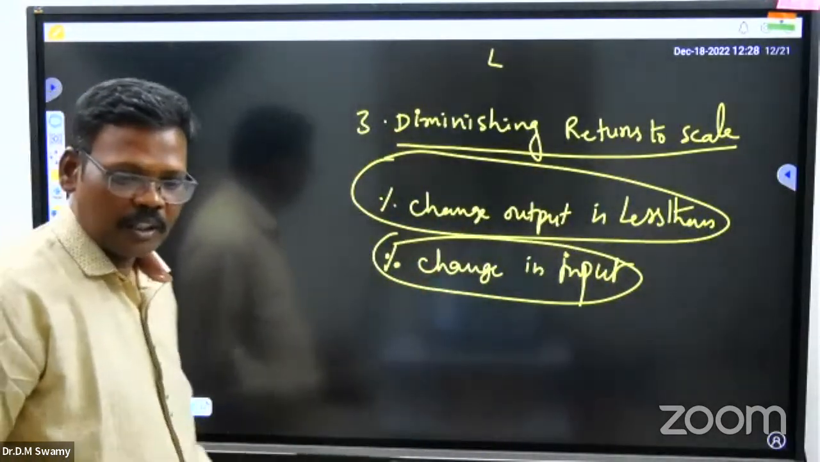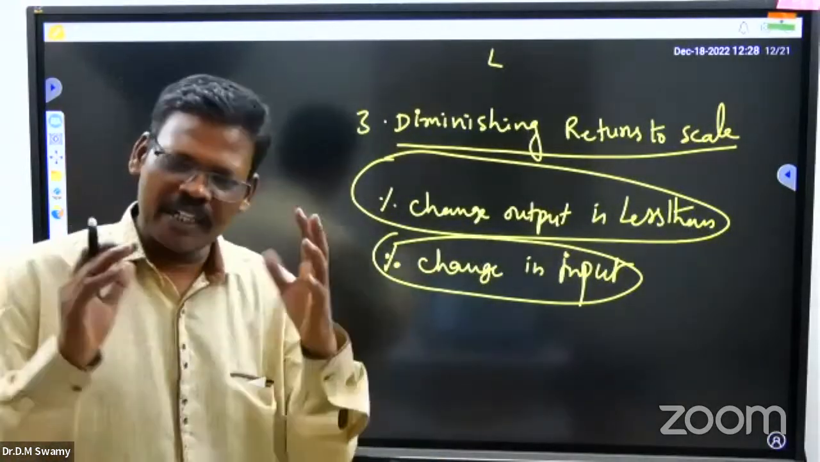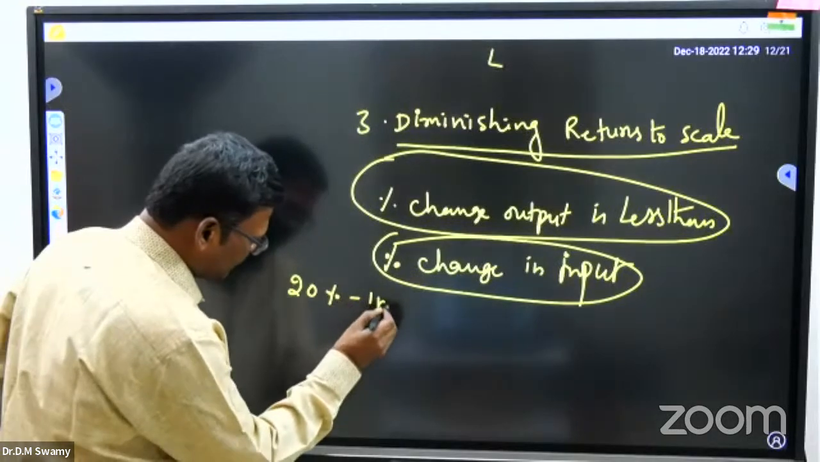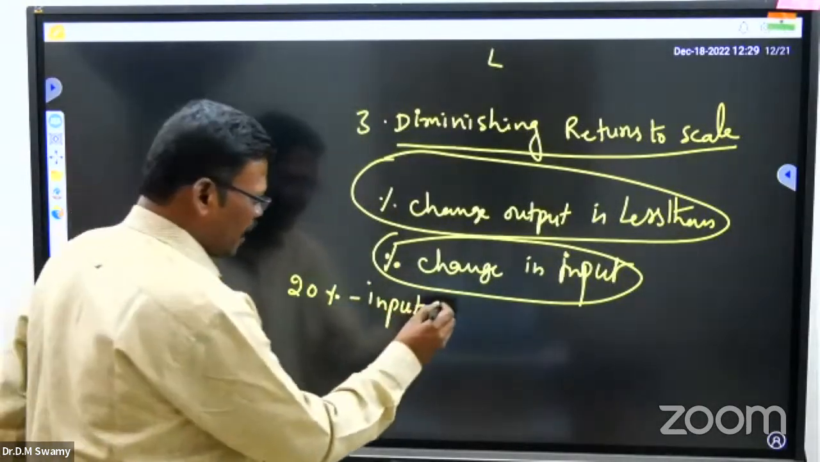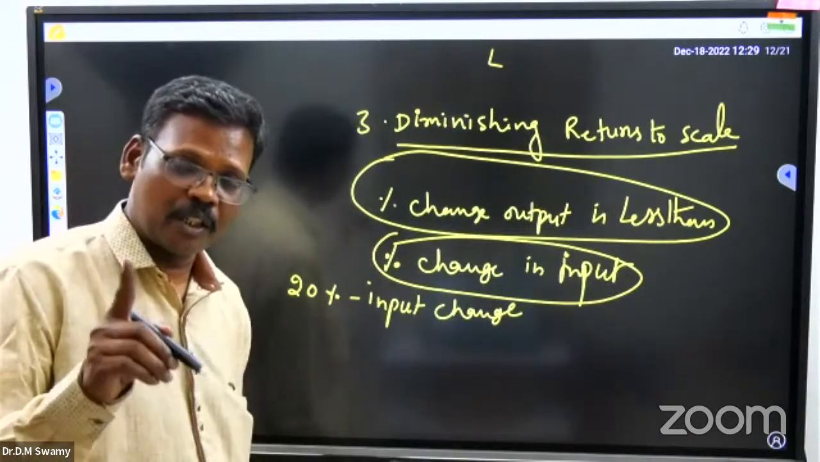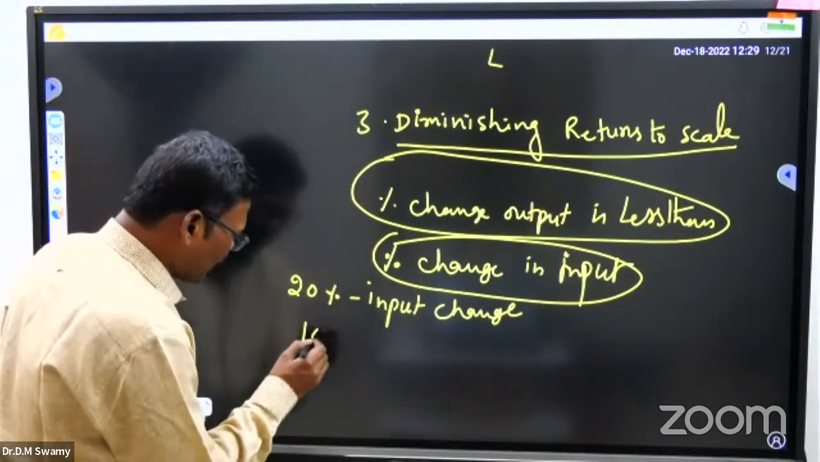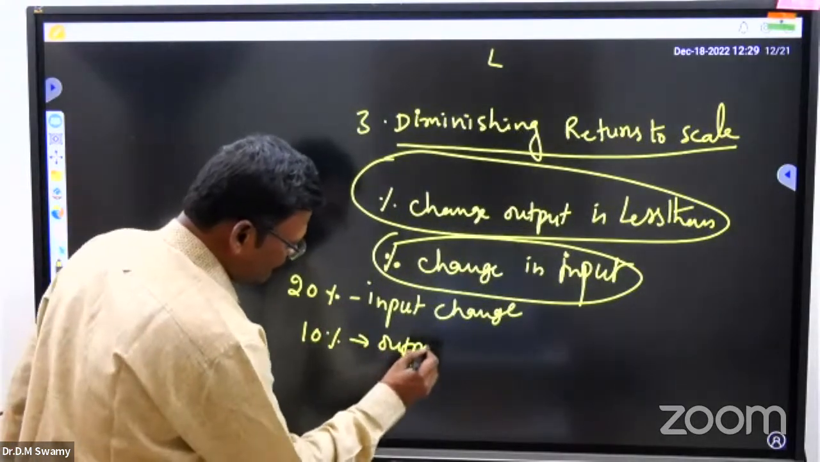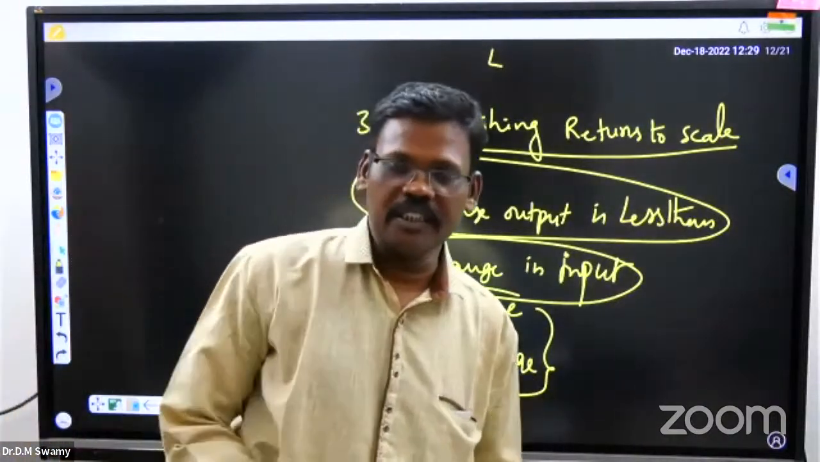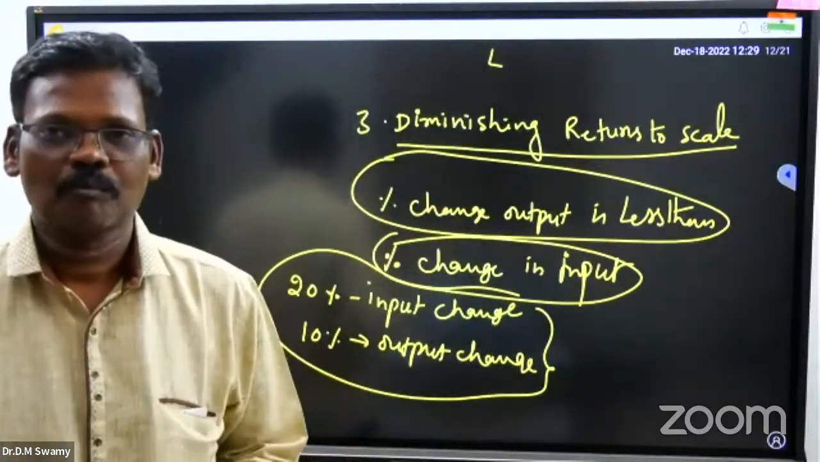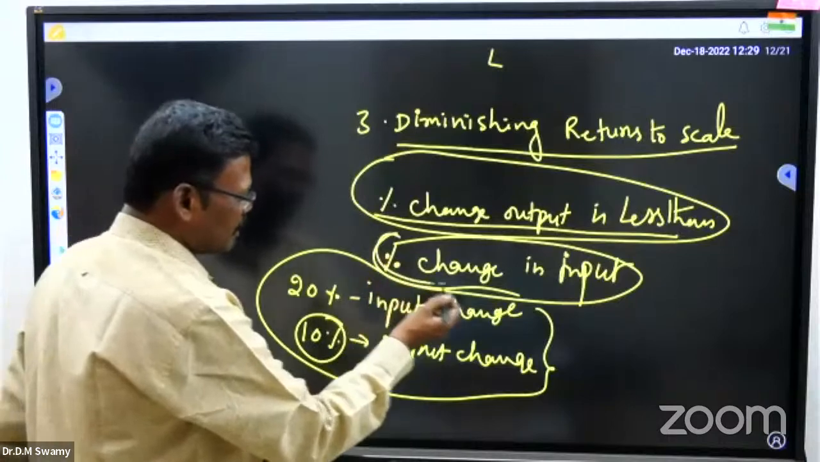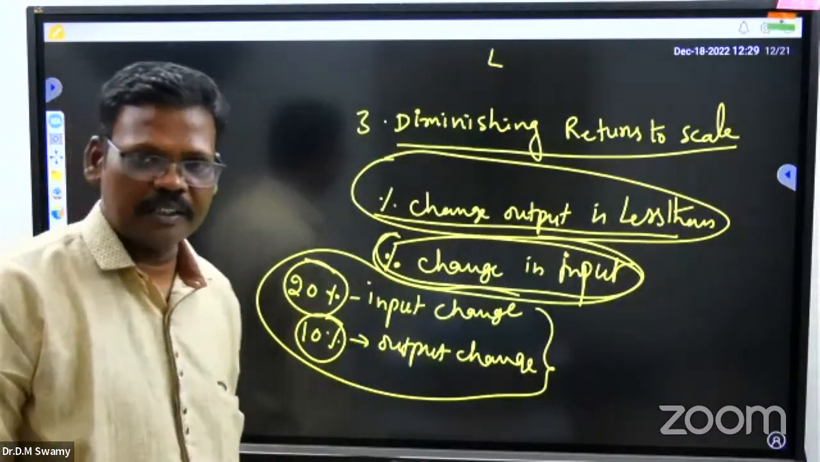For example, if the producer wants to increase the production, definitely you have to change the input first. Suppose inputs were increased by 20% in a particular company. When the producer increased the input by 20%, but output increased only 10%, this case is known as diminishing return to scale. In this particular case, the percentage change in the output is only 10%, whereas the percentage change in the input is 20%.